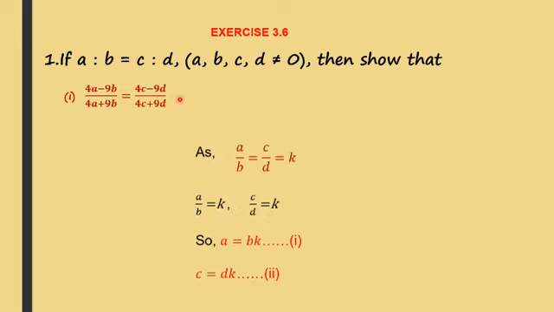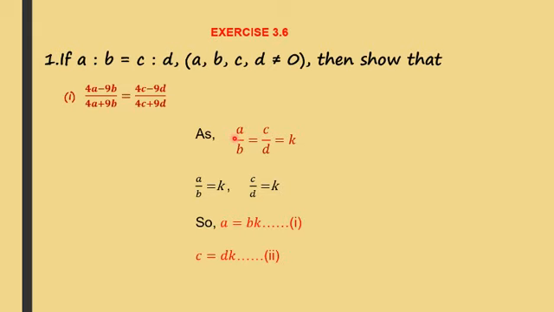From this we know that a over b is equal to c over d is equal to k, and a over b is equal to k and c over d is equal to k, which means that a is equal to bk and c is equal to dk. In the whole question number 1, we can replace a is equal to bk and c is equal to dk. Why? Because we have given a over b is equal to c over d is equal to k.